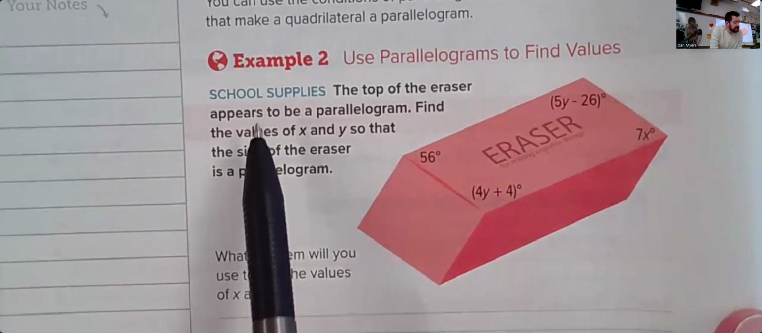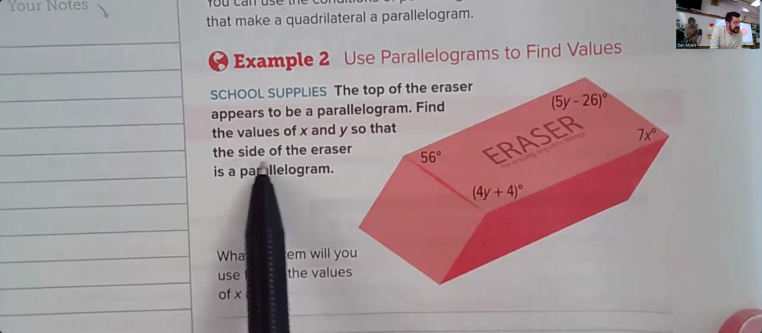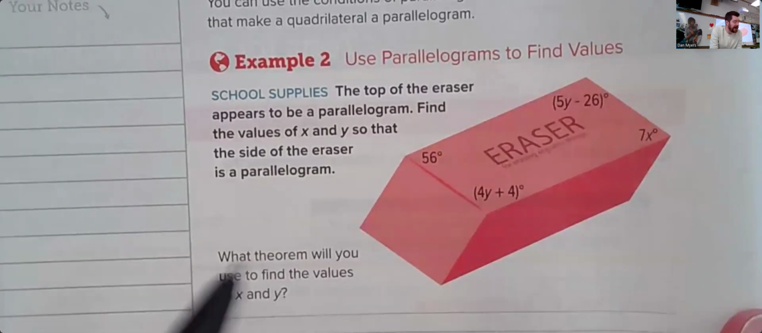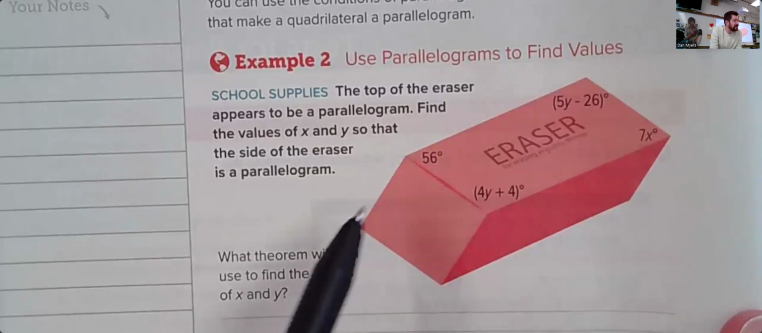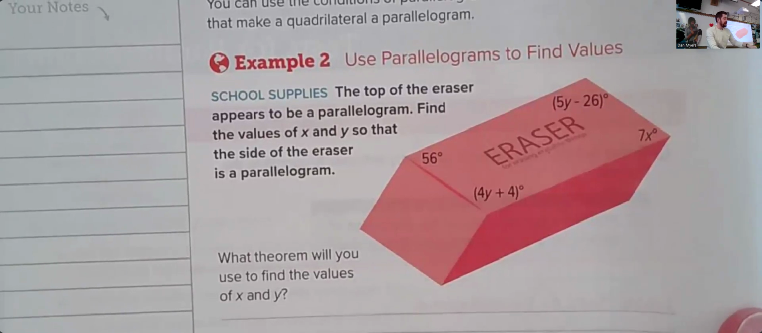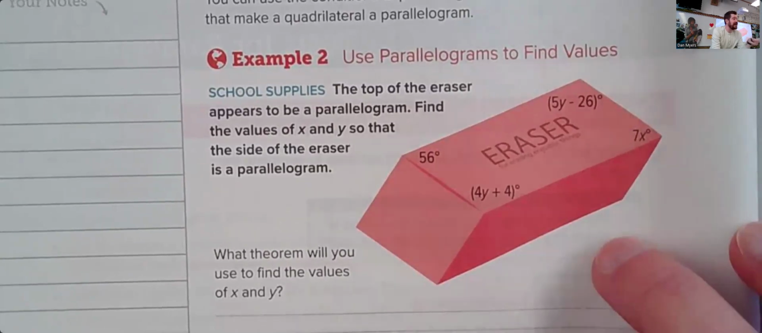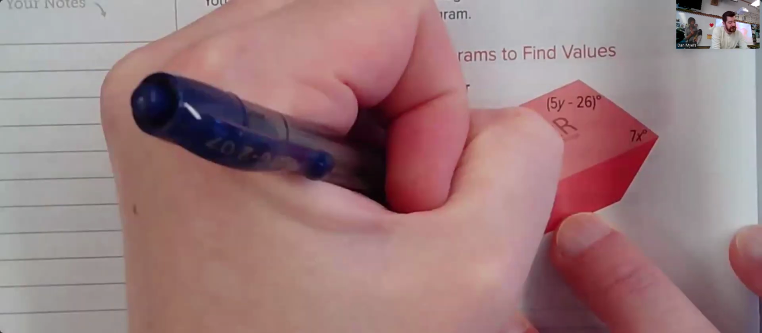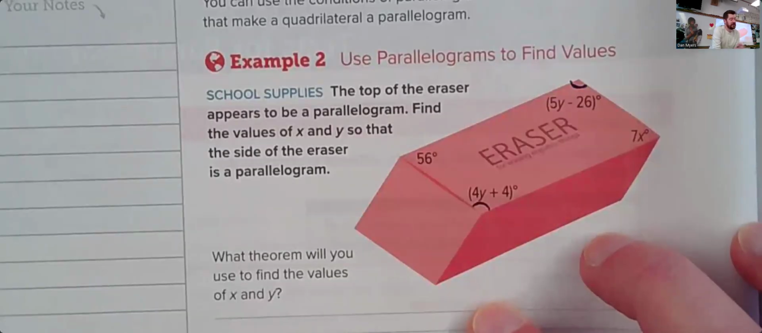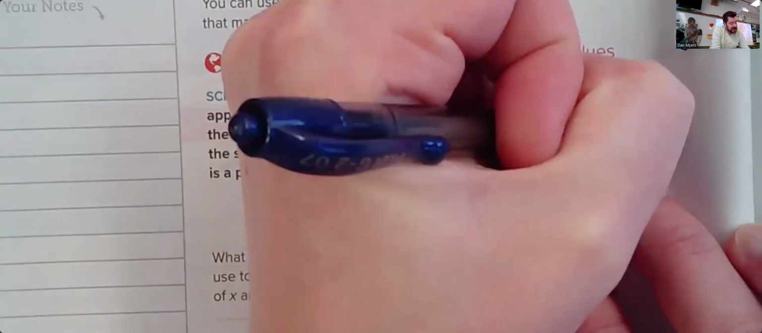The top of the eraser appears to be a parallelogram. Find the values of x and y so that the top of the eraser is a parallelogram. So basically, what do x and y need to equal to make sure that this top of the eraser is in fact a parallelogram? So we know in parallelograms that if it's going to be a parallelogram, then the opposite angles have to be congruent, meaning this 4y plus 4 has to be equal to the 5y minus 26. Likewise, the 56-degree angle needs to be equal to the 7x degree angle over here.